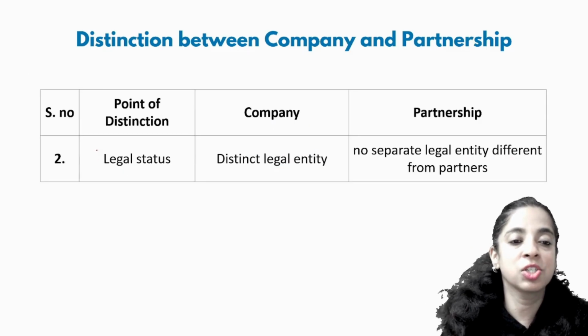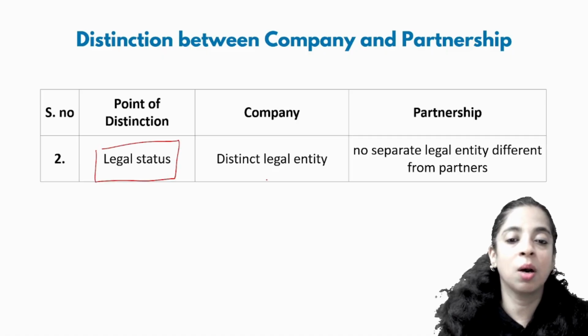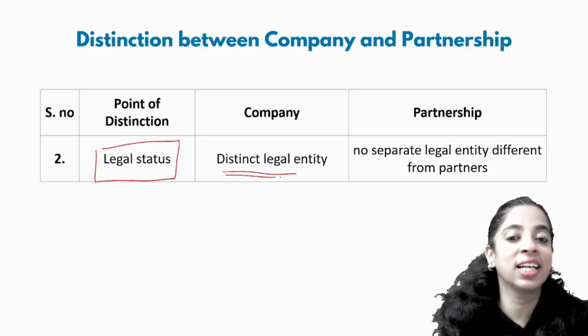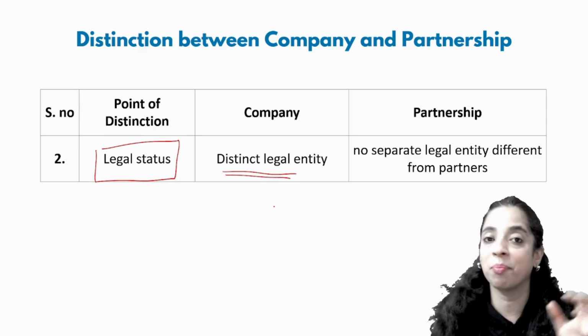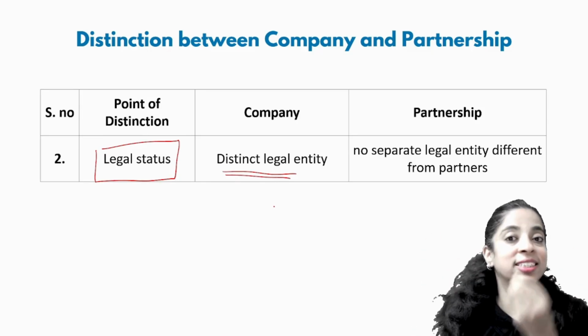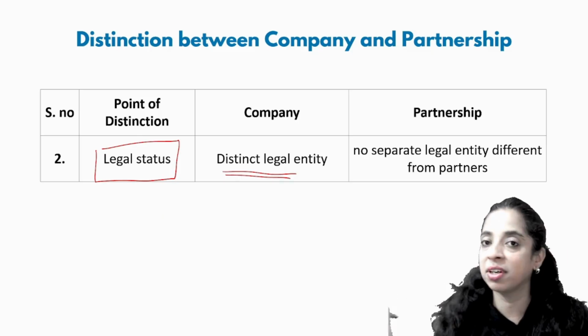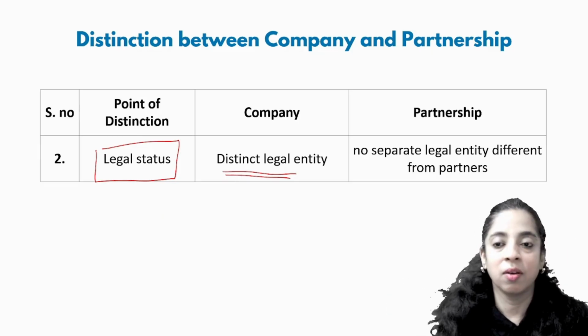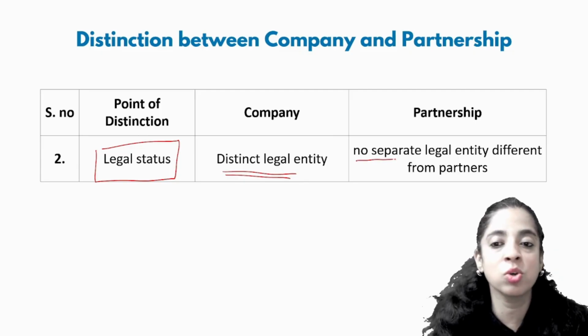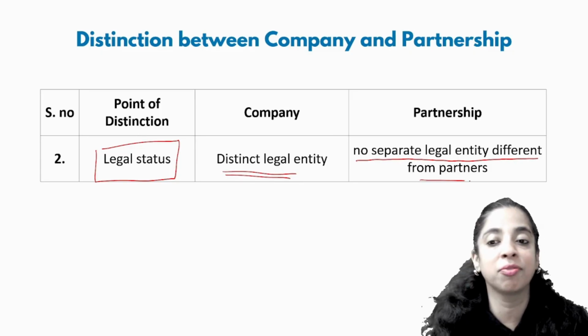The next point of distinction is legal status. A company is a distinct legal entity. I gave you the example of the robot, and we did that it is a different legal entity, different from the members. Whereas in a partnership there is no separate legal entity different from the partners.